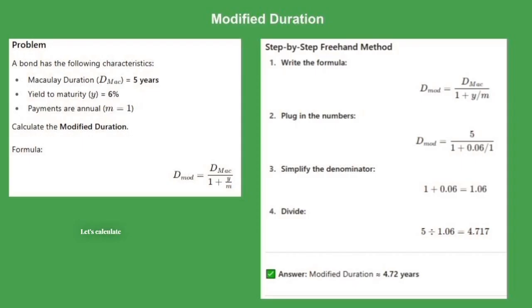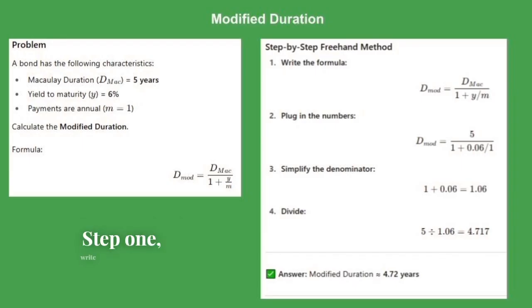Let's calculate the modified duration of a bond. The formula is modified duration equals Macaulay duration divided by 1 plus yield over M, where M is the number of coupon periods per year. Here are the numbers. The Macaulay duration is 5 years. The yield is 6%. Payments are annual, so M equals 1.